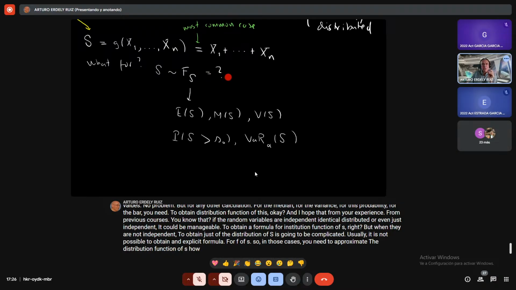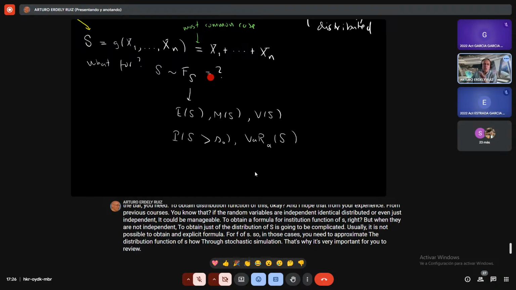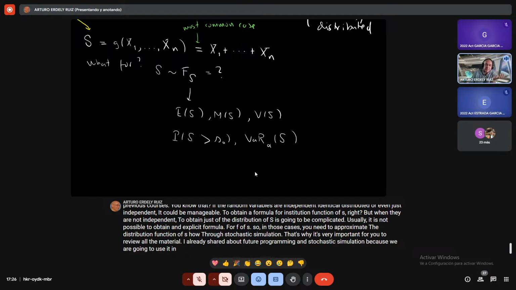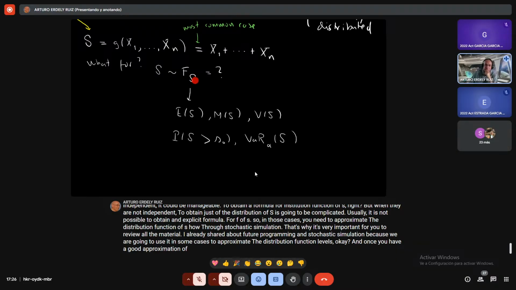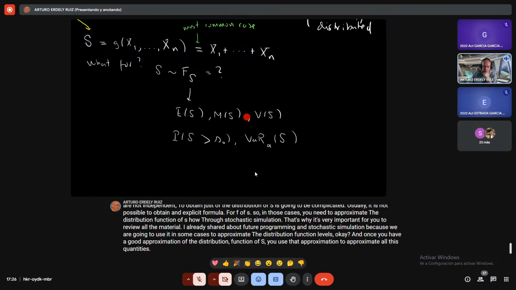How? Through stochastic simulation. That's why it's very important for you to review all the material I already shared about Julia programming and stochastic simulation, because we are going to use it in some cases to approximate the distribution function of S, okay? And once you have a good approximation of the distribution function of S, you use that approximation to approximate all these quantities that are of interest, right?